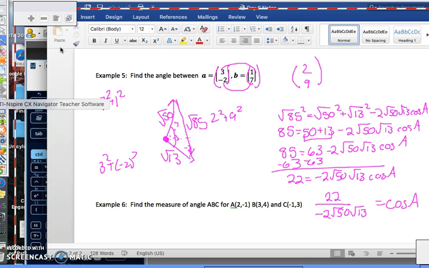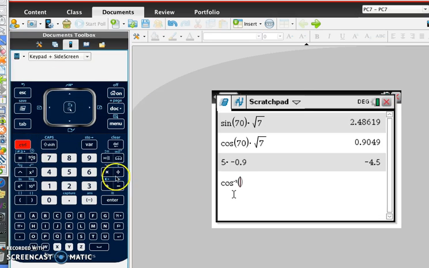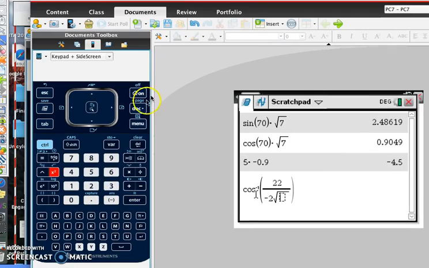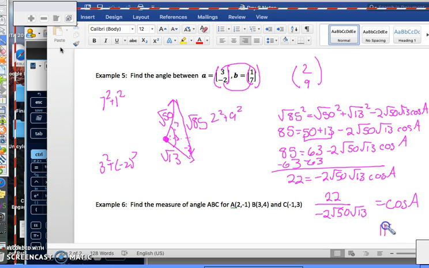And now we can go to our calculator and we can use that inverse to find the angle. So fraction 22 over negative 2 square root of, I already forgot what it was, square root of 50 and 13. And we end up with 115.56 degrees.